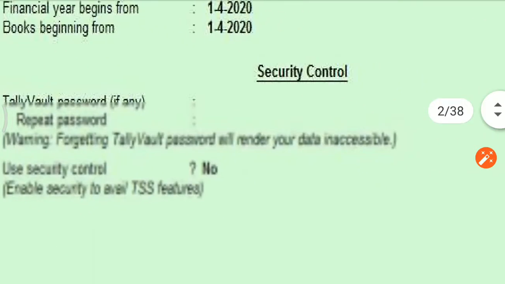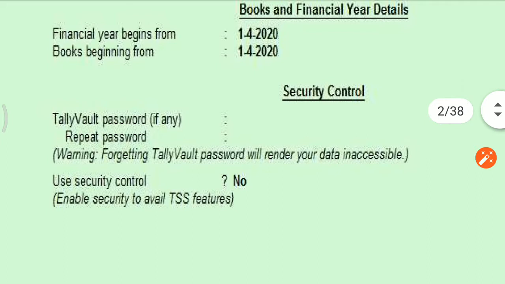Okay. Next option is security control. Friends, do not touch this option. Only the IT department will set Tally user ID and password and allocation of rights. So my personal request is don't touch this option. Only for knowledge purposes you should understand that the IT department will create user ID, passwords and rights. Okay, according to designation, rights will be given to the user.